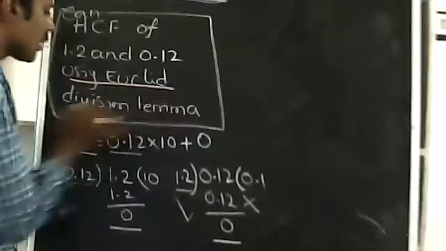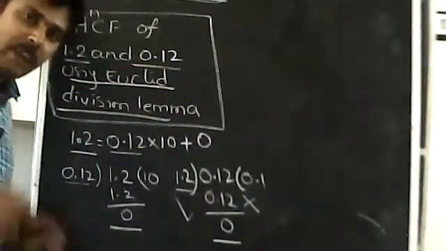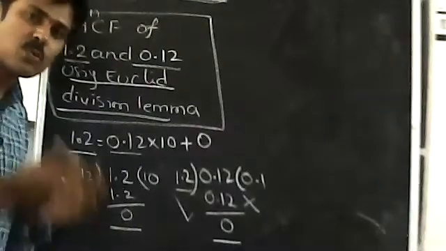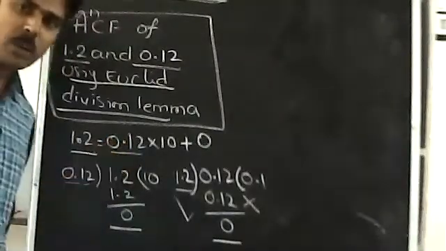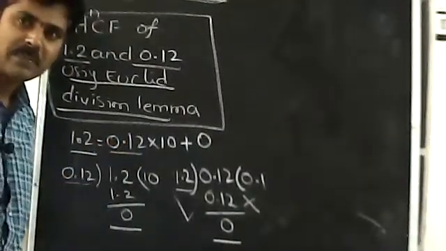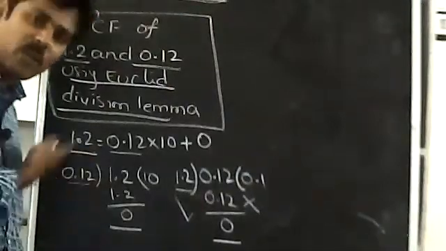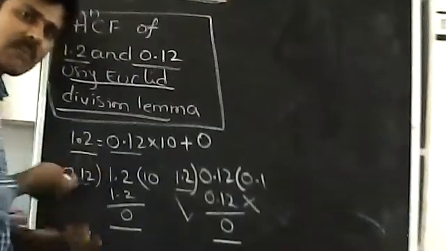Euclid division lemma to find the HCF of these two. When we mention a bigger number to be taken to be divided, they are two positive integers. Are 1.2 and 0.12 positive integers? No, sir. So if they are not integers, then we cannot apply the Euclid division lemma to them.